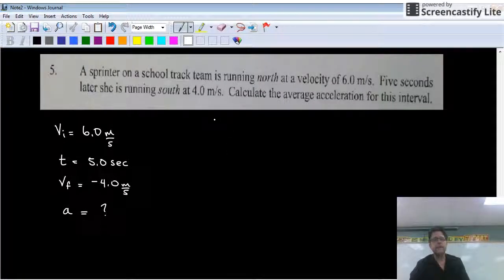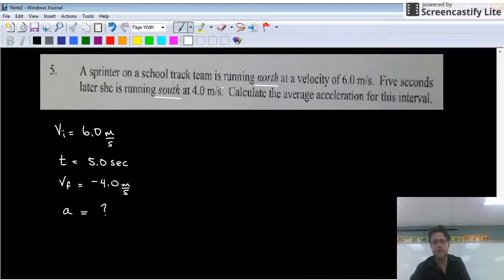Okay, question 5 on that kinematics worksheet reads, a sprinter on a school track team running north, this is important, at a velocity of 6 meters per second. 5 seconds later, she is running south at 4 meters per second. Kind of a silly setup because how many track events do you end up running north and then south? Anyway, we'll go with it.